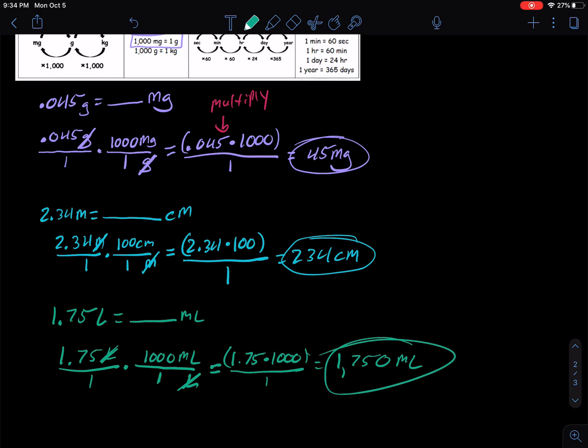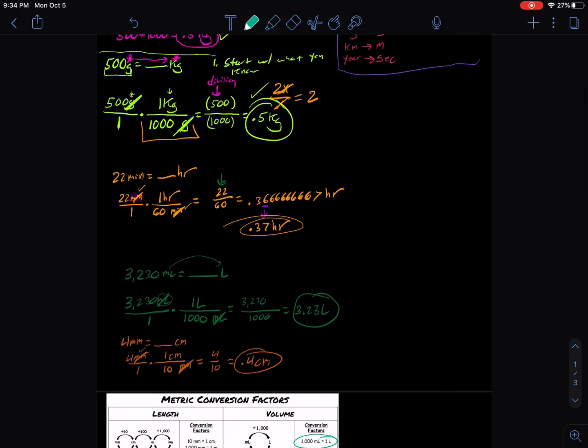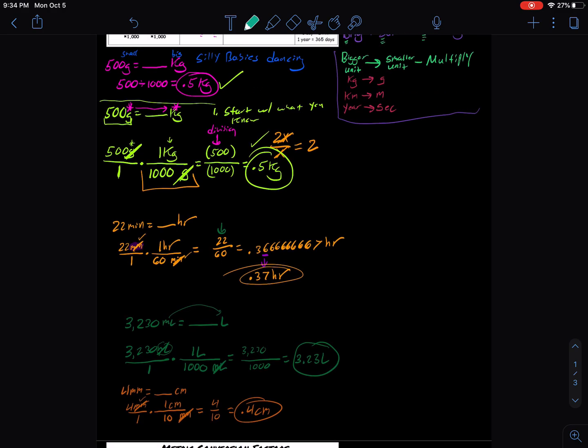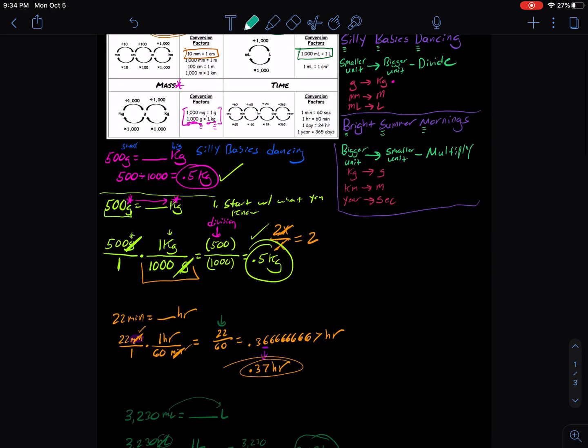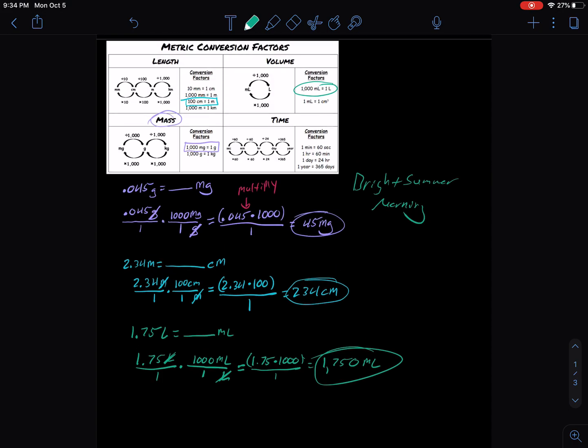So you can see here how to work through the two different types of problems. Here we have again, bright summer mornings. And up above here you have silly babies dancing. Again, please make sure that you write these notes out on your own. That way you understand them, you have them with you at all times, and not just this video. You will have a quiz on this coming up eventually, but for now, please work on practicing this.